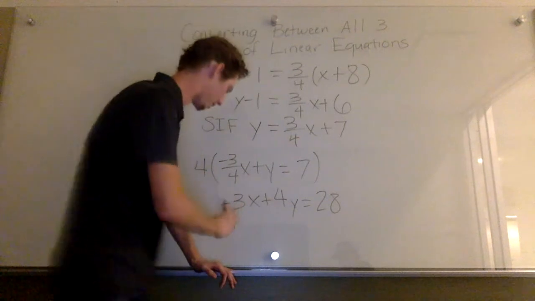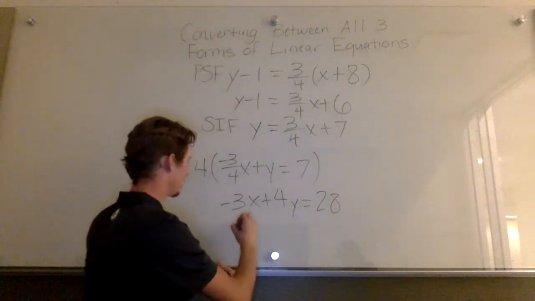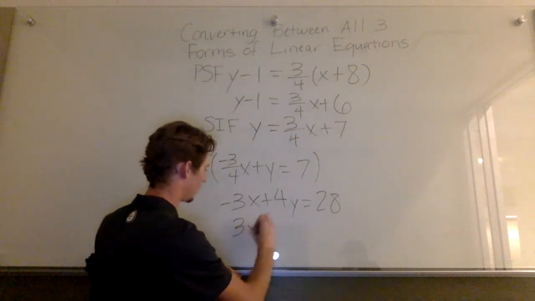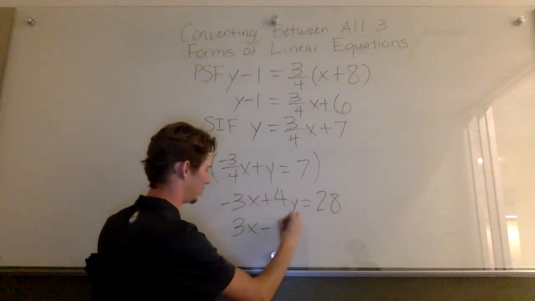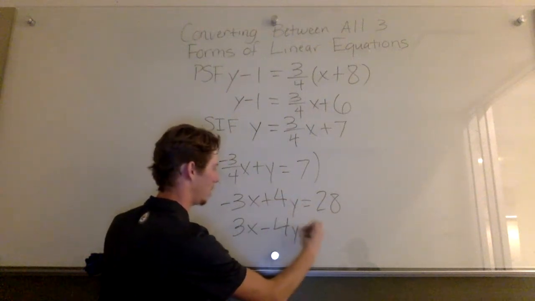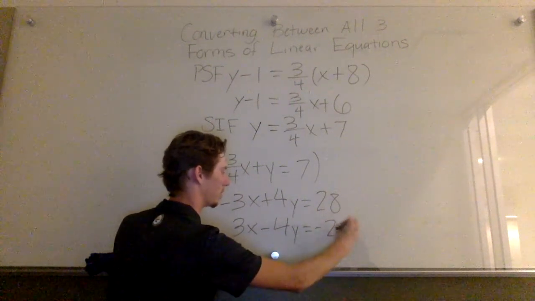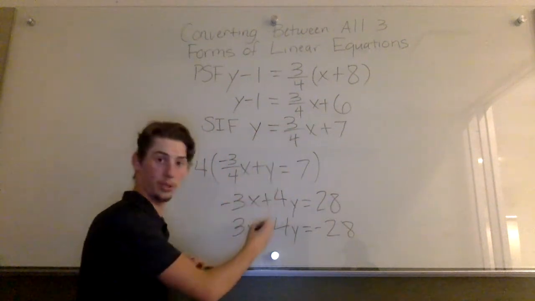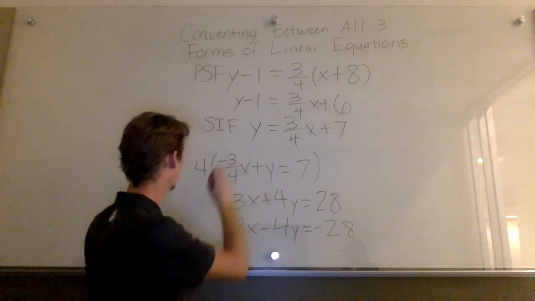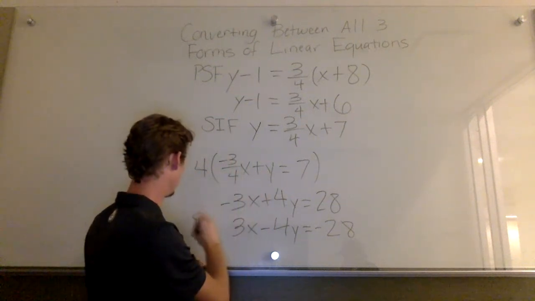So right now it's negative 3x. I'm just going to make it positive 3x. And then this is plus 4y, so I'm going to do minus 4y equals, this is a positive 28, so now it'll be negative 28. So finally, we have our equation in standard form.